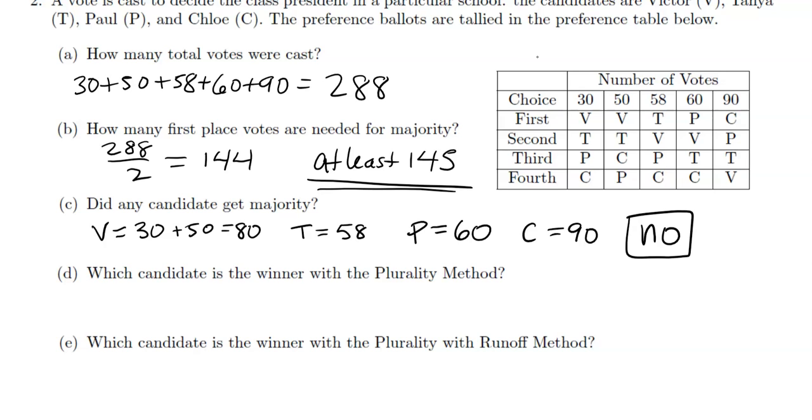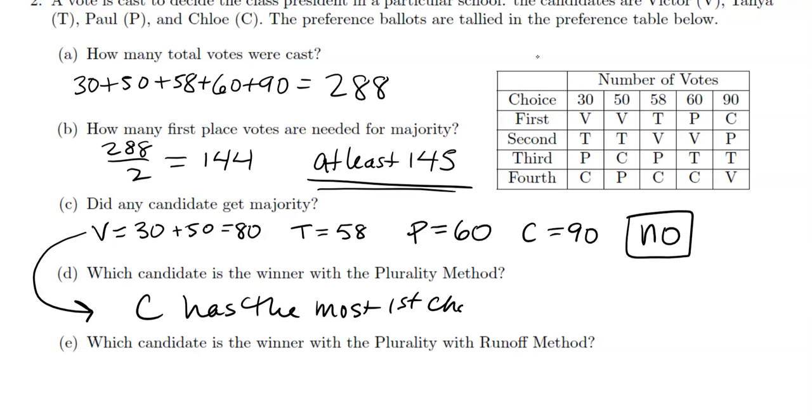After majority, the next thing we can look at is who would be the winner with the plurality method. The plurality method also looks at first choice votes. So we'll again look at these numbers of first choice votes, and this time we don't care what percentage they have, so they don't have to have over half. We just look for who has the most. C has the most first choice votes. They had 90, which was more than anybody else. The next closest was 80. So C would be the winner under the plurality method.